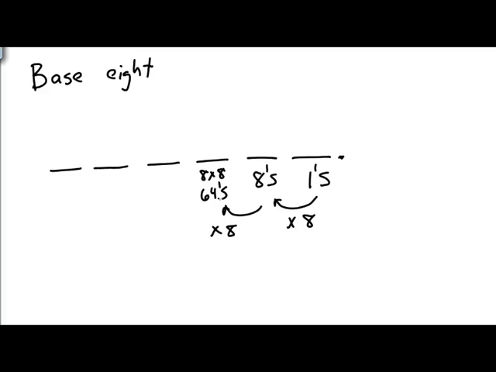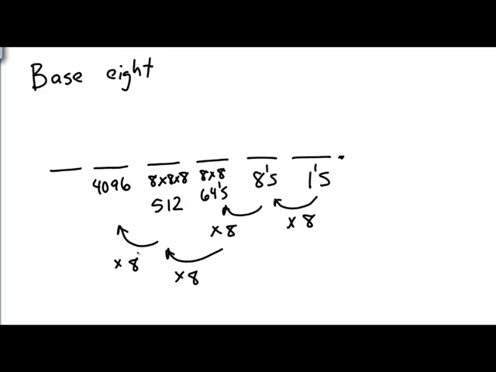And if you multiply again, you get the 512's place. 8 times 8 times 8 is 512. And if you multiply by 8 again, we're going to get 4096's. And again, every time you take a step to the left, you're multiplying by 8.